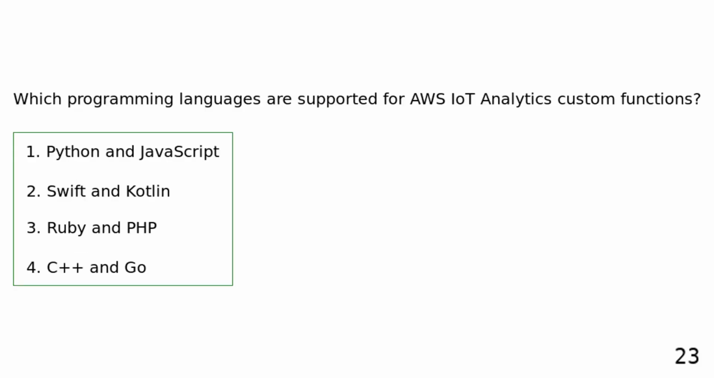Which programming languages are supported for AWS IoT Analytics custom functions? Python and JavaScript. Swift and Kotlin. Ruby and PHP. C++ and Go.